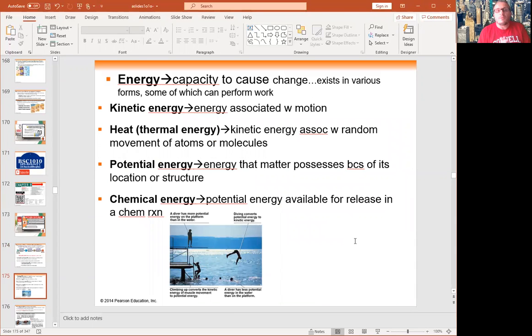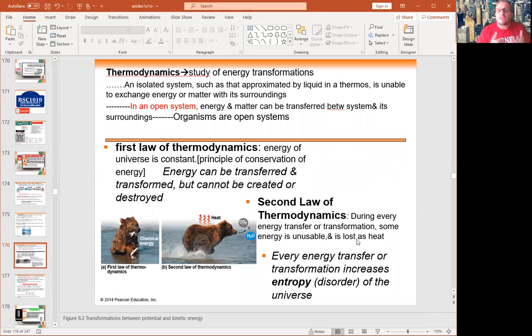So energy is the capacity to cause change, and it exists in various forms. It could be kinetic, heat, potential, or chemical energy. Thermodynamics is the study of these energy transformations. There are two laws of thermodynamics. The first law of thermodynamics states that the energy of the universe is constant; it can be transformed, but cannot be created or destroyed. The second law of thermodynamics says that if energy is transformed, it increases something called entropy, or the disorder of the universe.